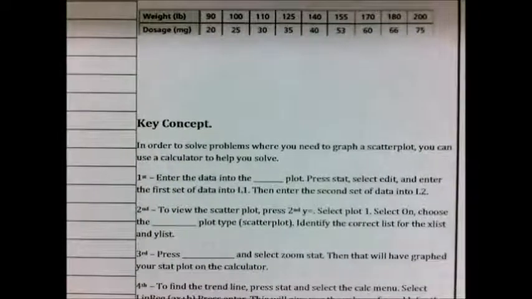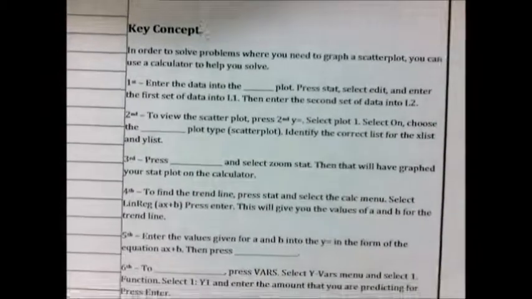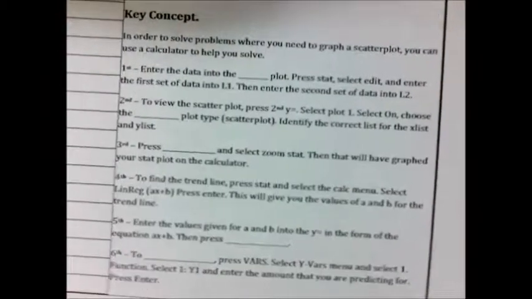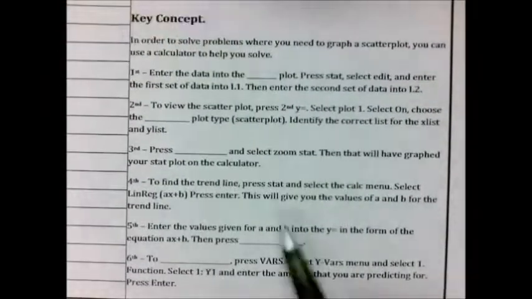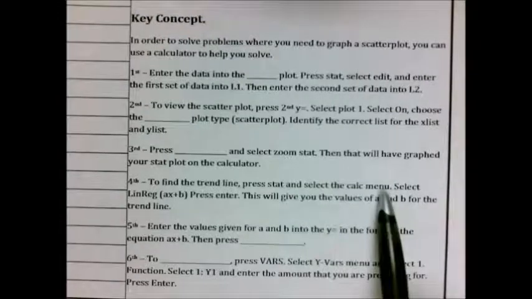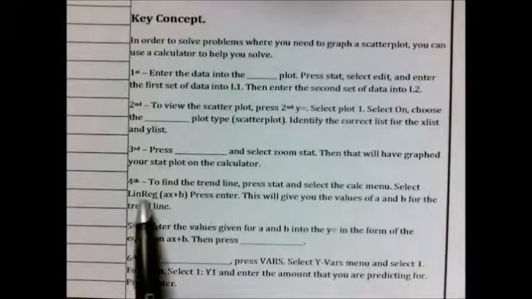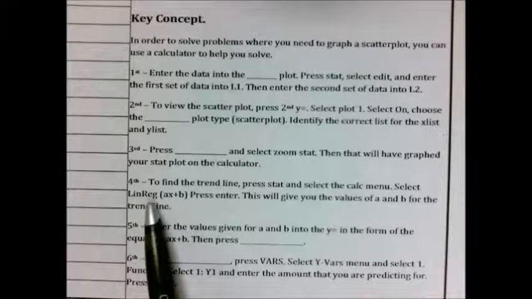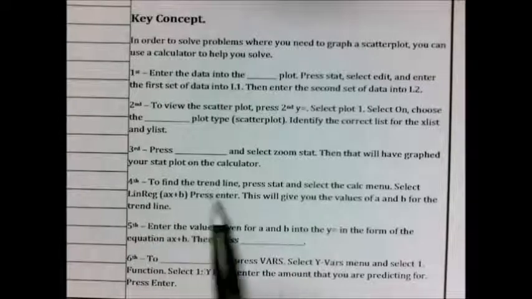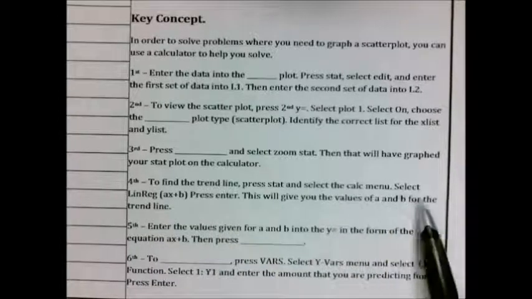The fourth part helps us to find the trend line. Okay, let me move this down just a little bit. So the fourth part says to find the trend line, we press stat and select the calc menu. Select linreg, which is linear regression, of AX plus B, and then press enter. This will give the values of A and B for the trend line.